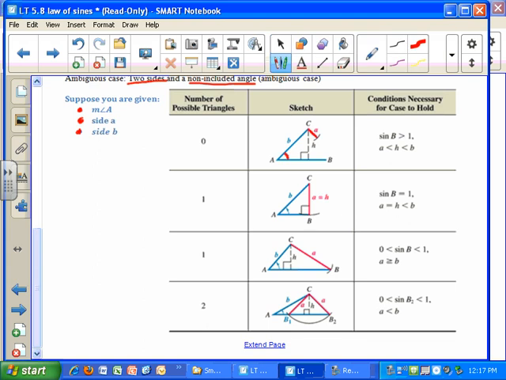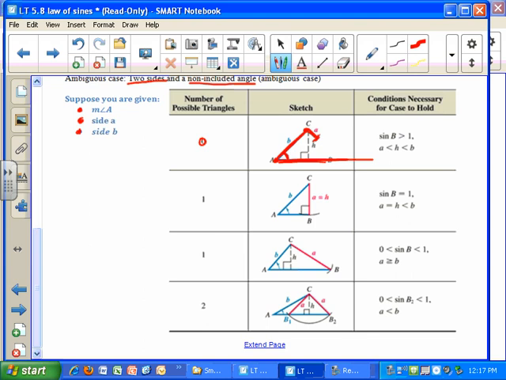So one option might be that if you're given this angle, we don't know how long it is, but it has to be exactly this angle, but then we do know how long this side is. Well, what if this side A happens to be really, really short? It's not going to be able to touch down to this side, and so that means there's actually no triangles possible. That would be a triangle that doesn't exist.